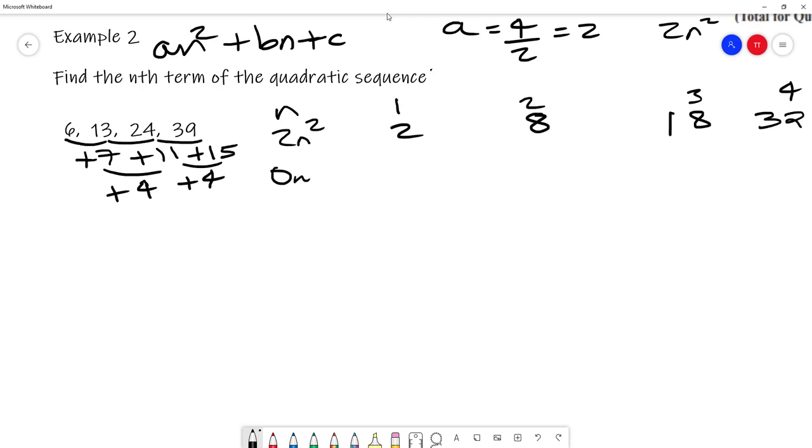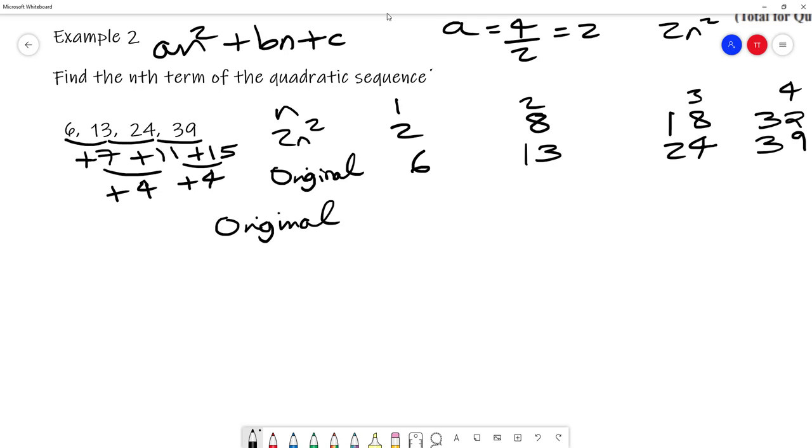Then we're going to write down the original sequence we had. The original sequence was 6, 13, 24, and 39. And then we're going to do the original minus 2n squared. Well, that's 6 take away 2, which is 4. 13 take away 8 gives me 5. 24 take away 18 gives me 6. 39 take away 32 is 7.